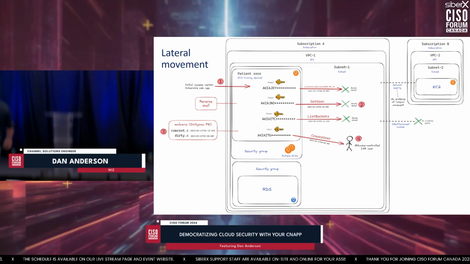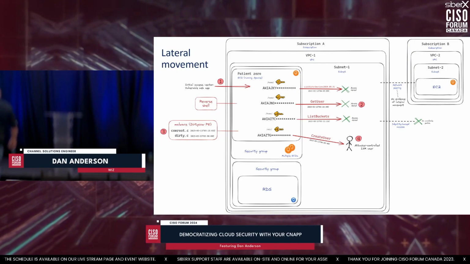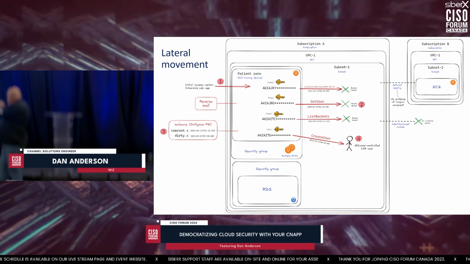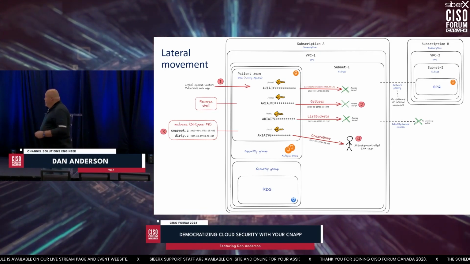He gets in. He sees buckets he can't get into. He sees users he can't get into. Finally, he finds a key that allows him to actually create a user, which allows him to now have a controlled user within the environment. Okay.